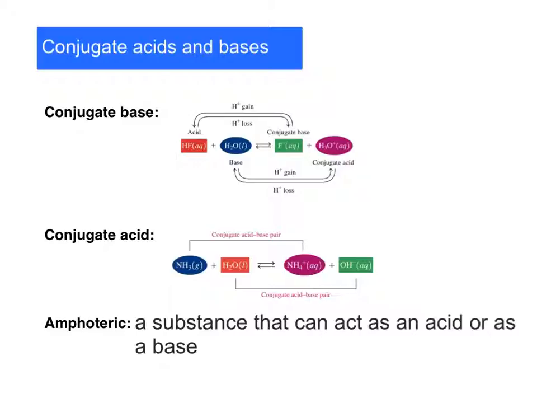Okay, so we're going to do a lot of practice with these, but this is just an introduction to how acids and bases react and how they're related to each other. So the two reactions that I showed you here are both reversible, and that's important. They have to be reversible if you're going to have a conjugate acid, conjugate base pair.